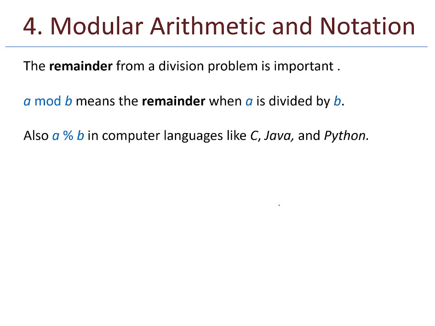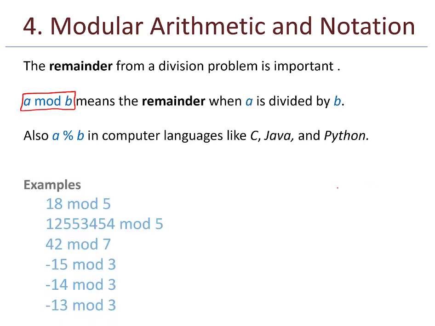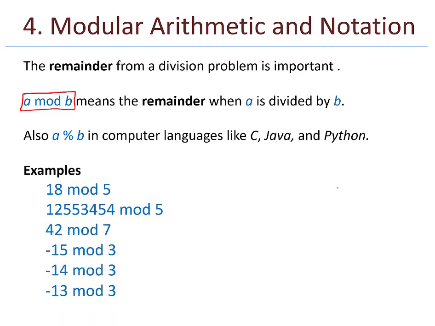Modular arithmetic and notation. Modular arithmetic really focuses on the remainder upon division, like the r from the division theorem. When we write a mod b, that means the remainder when a is divided by b. In computer languages, you often see the percent symbol used as the mod operator. For example, 18 mod 5. 18 divided by 5, let's see, 5 goes into 18 3 times with a remainder of 3, so that's 3.